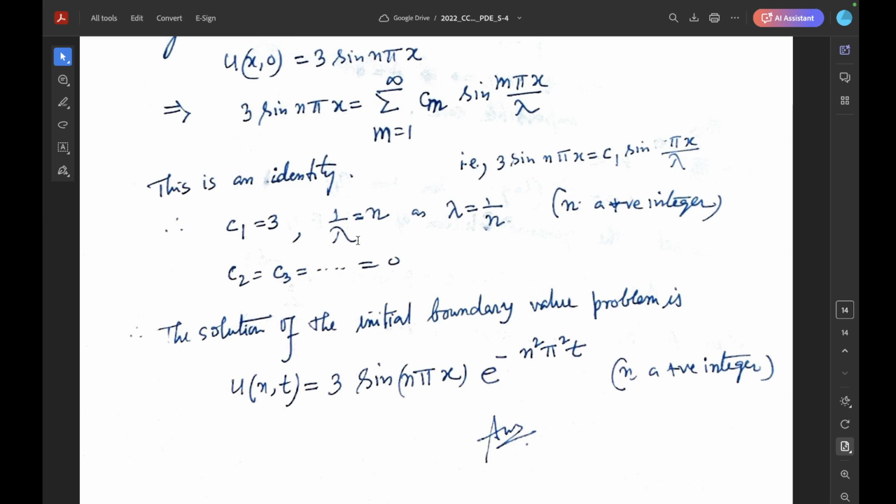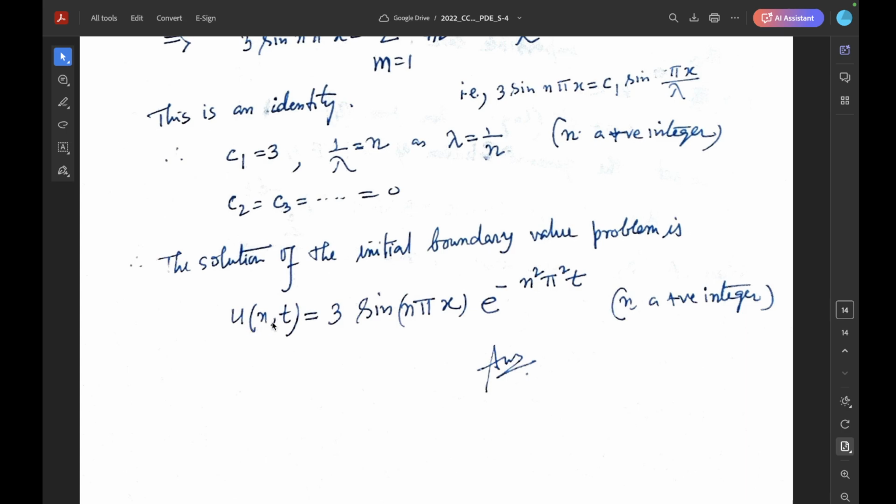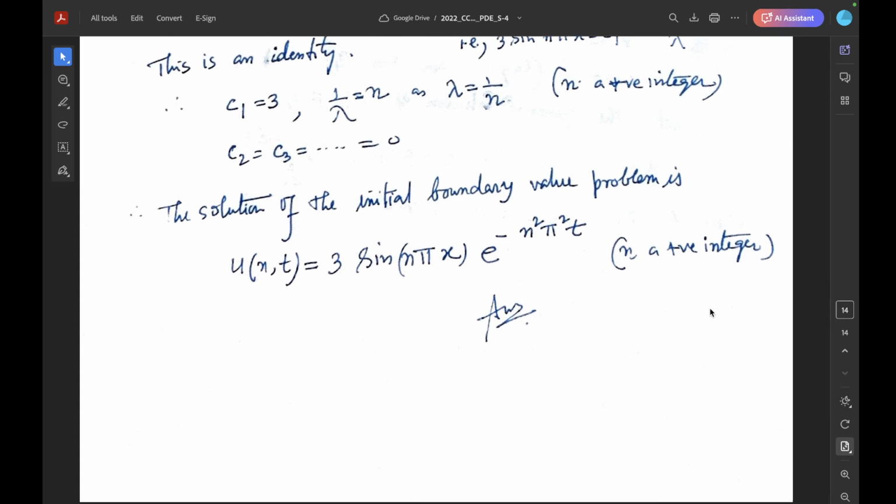And the solution of the initial boundary value problem is u(x,t) equal to 3 sine n pi x e to the power minus n square pi square t, n is a positive integer, and this is the answer. This completes the group B 2022 partial differential equation part.